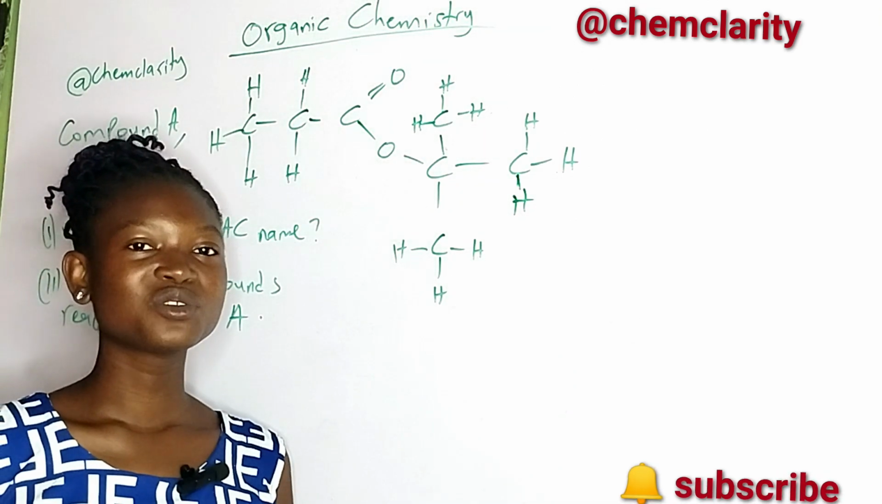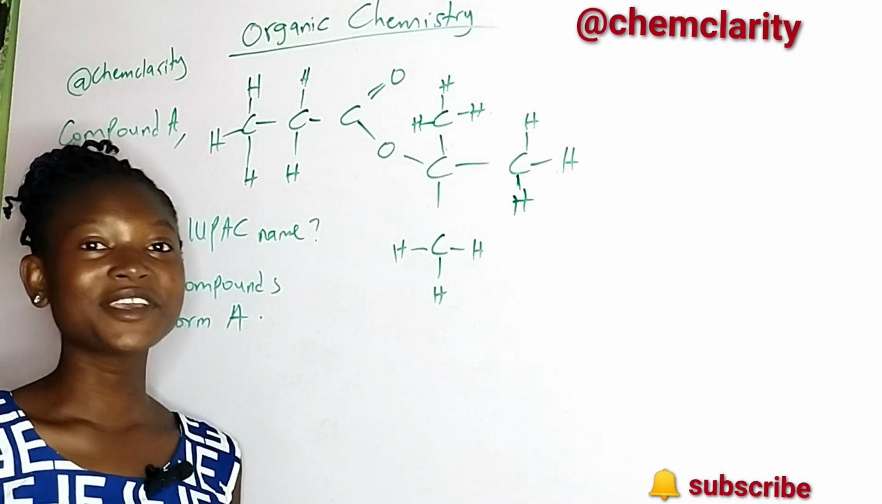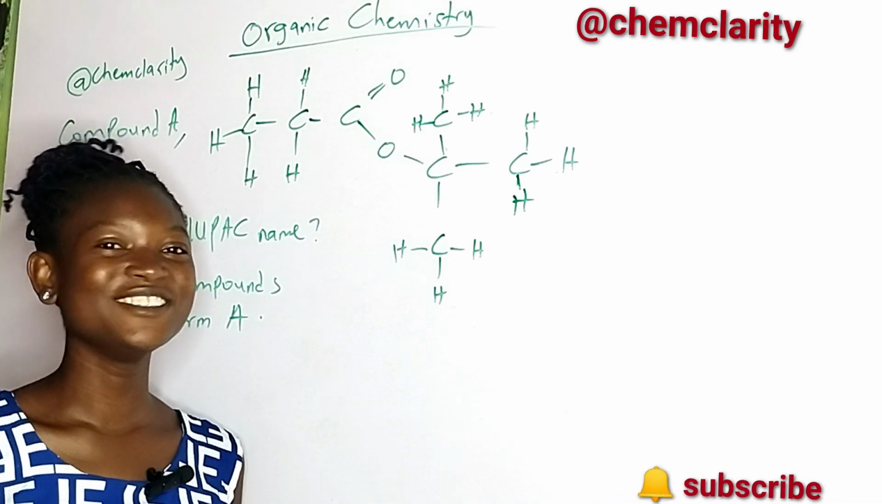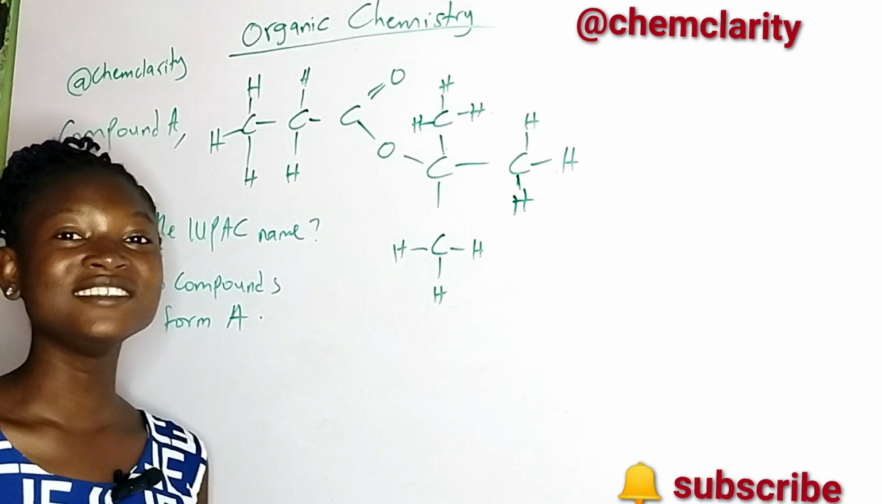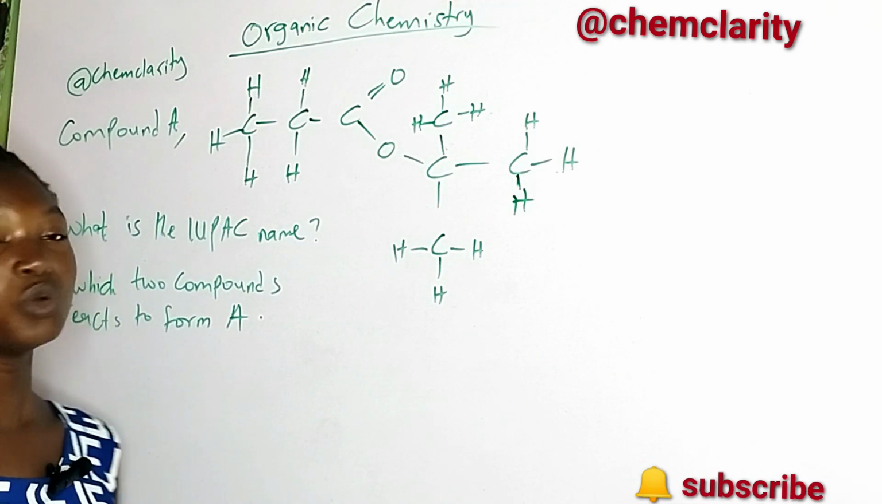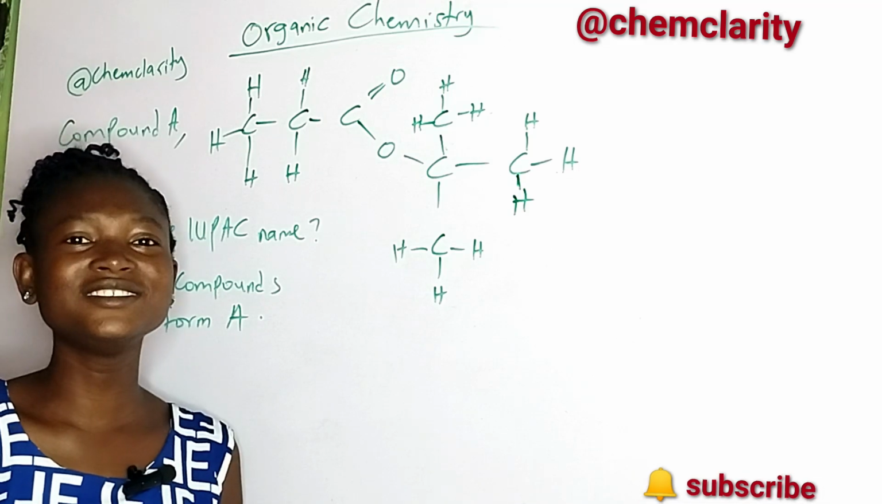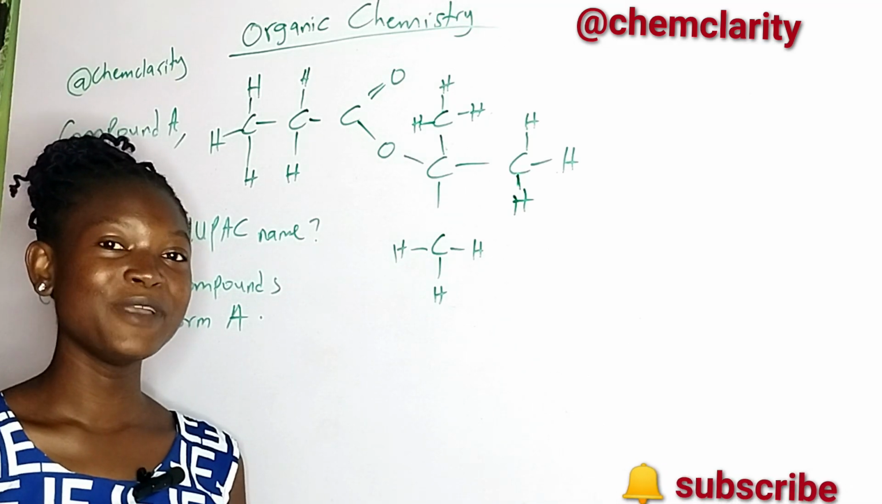Now, let's go to compound A. This is compound A. It is looking complex. No, my darling, it's not complex. It's just the way it is written. Now, first thing you have to do is to identify the functional group. And some people, this kind of structure scares them a lot.